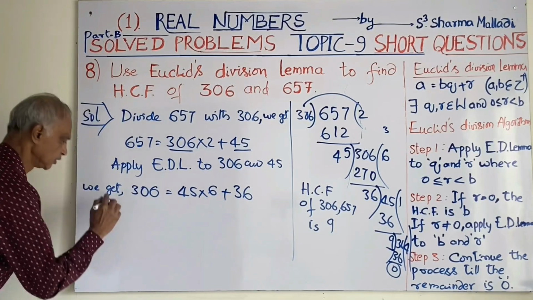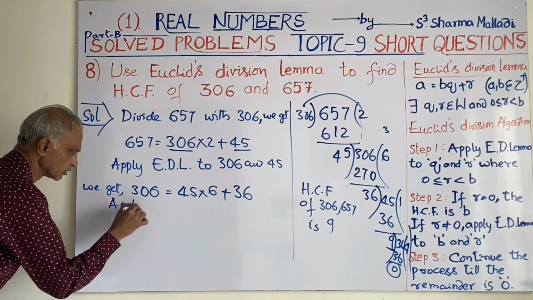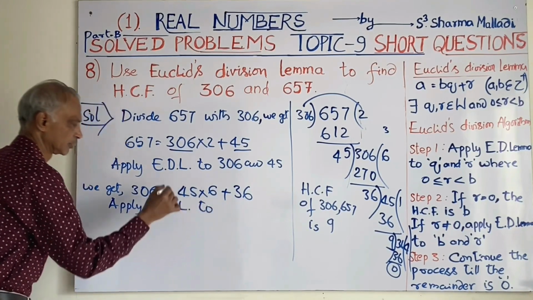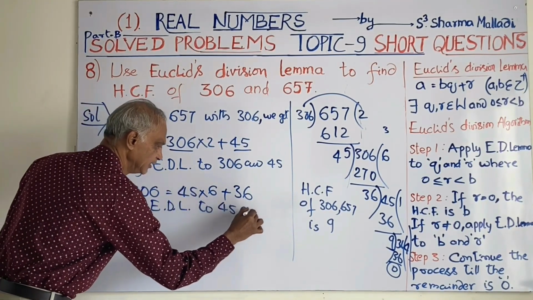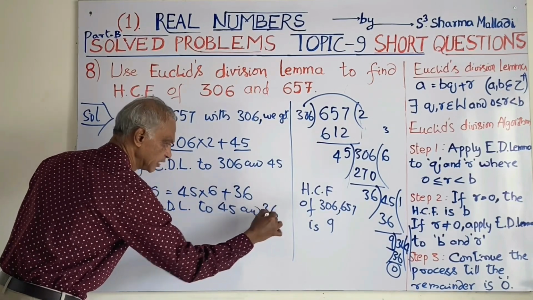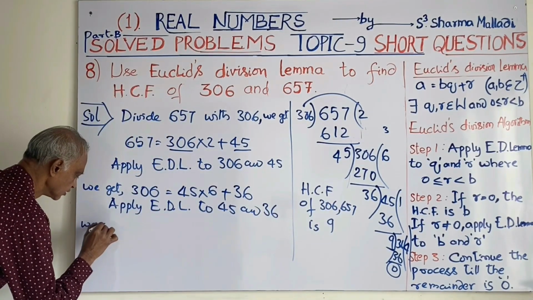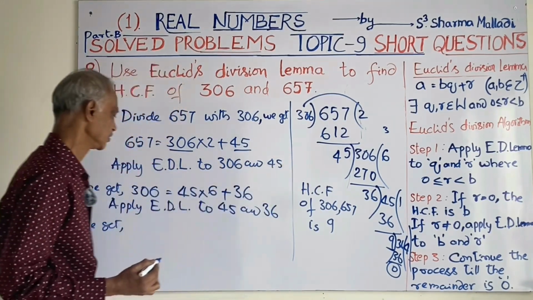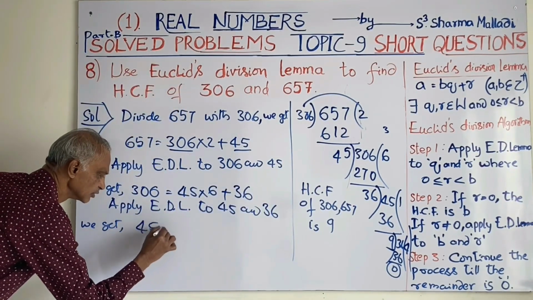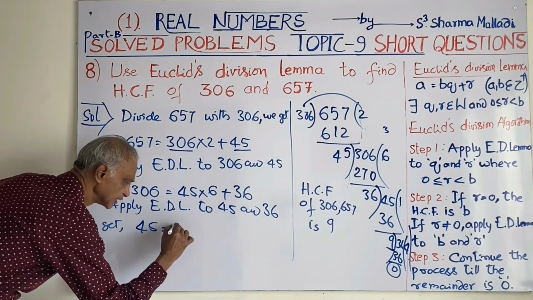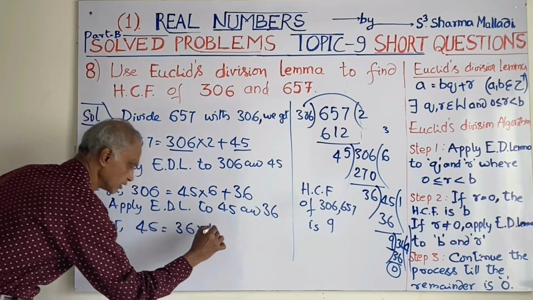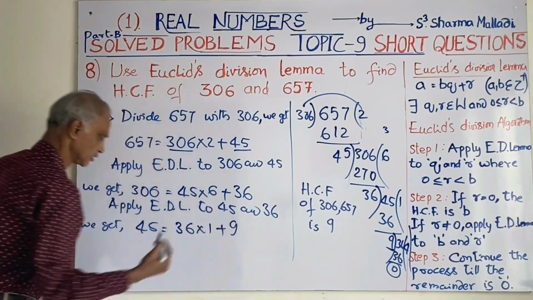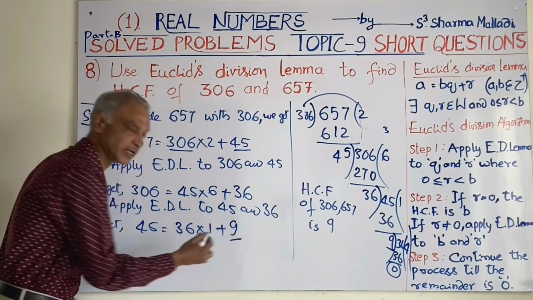And what you have to do? You have to apply Euclid's division lemma to 45 as dividend and 36 as divisor. We get 45 is equal to 36 into quotient plus remainder. What is the remainder you are getting here? 9 is the remainder. See, you are not getting remainder as 0.